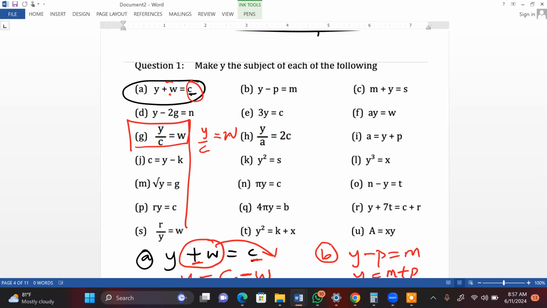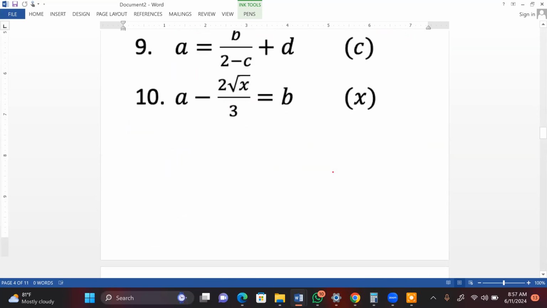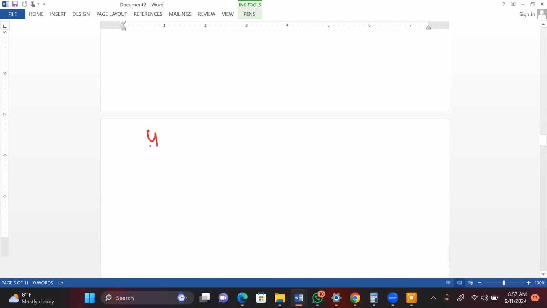The best way to remove C is to multiply both sides. So let me go down to work with Y over C equals W. If, for example, I have 1 over 2 and I want to remove 2, I'll just multiply by 2. This 2 will cancel 2. So for me to remove C, C is dividing Y. So the opposite of division is what? Multiplication.